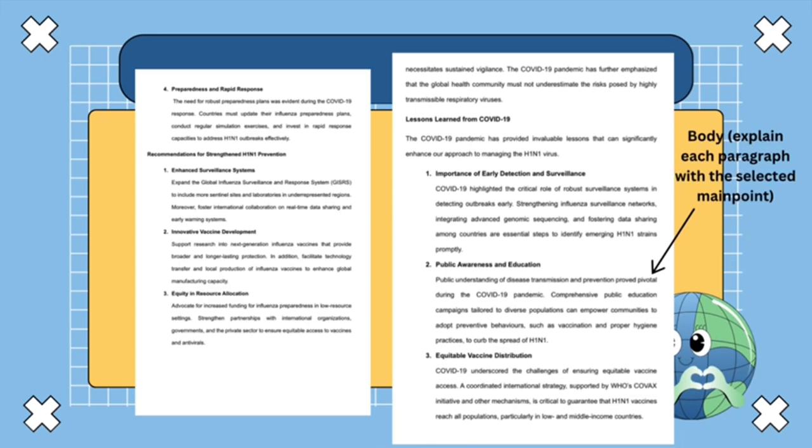And lastly, the second main point is recommendation for strengthening H1N1 prevention, for example, to enhance immune system. Secondly, innovative vaccine development. Thirdly, equity in resource allocation.